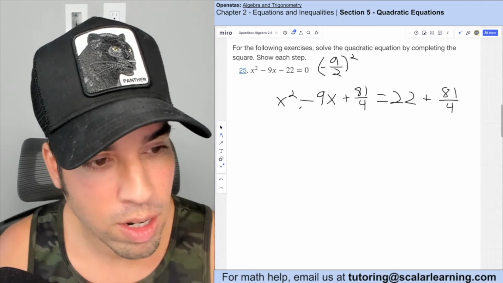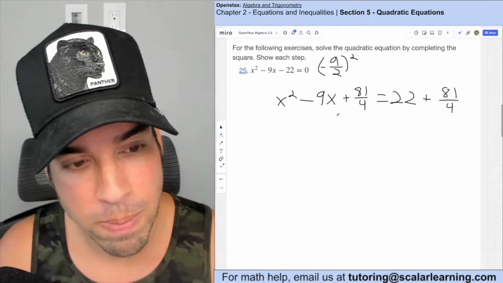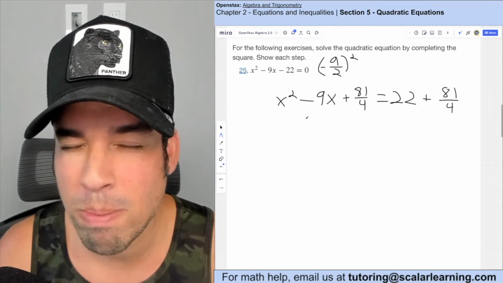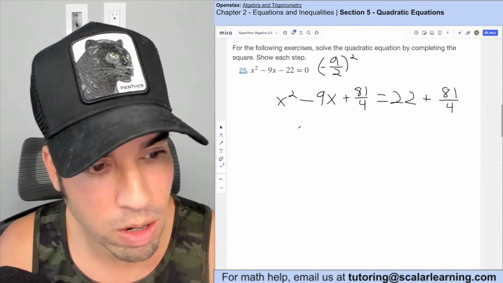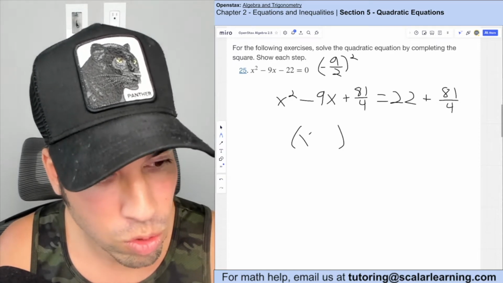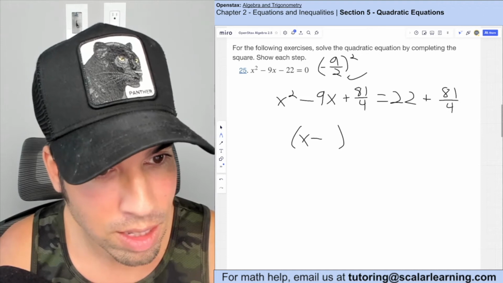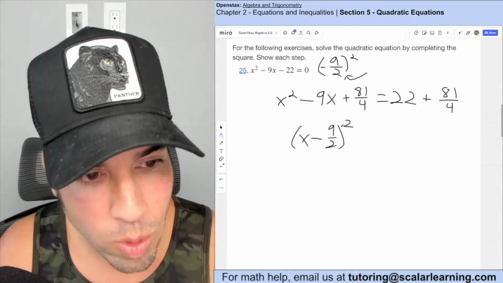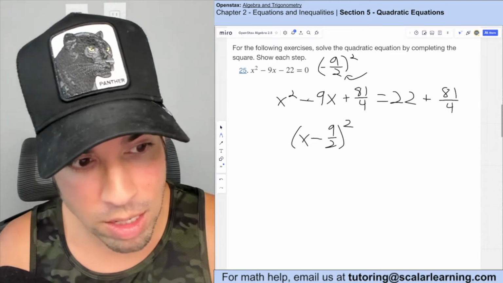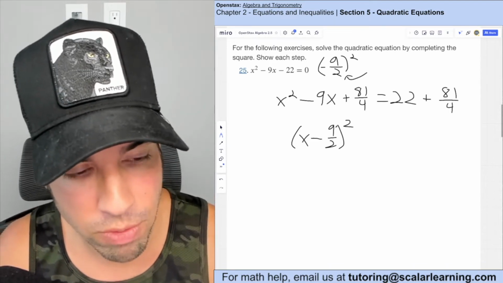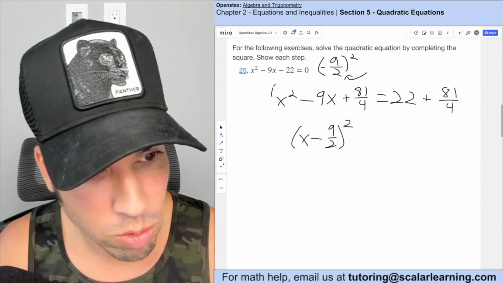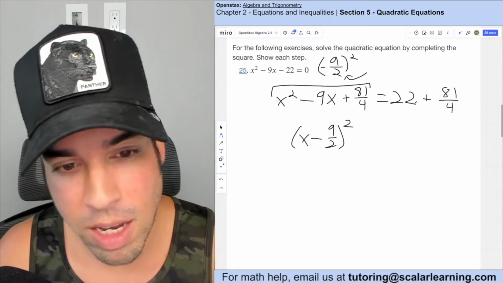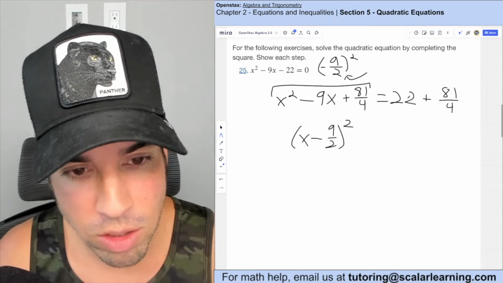Then what I'm going to do on the left side is factor it. Now, you might be like, well, this is difficult to factor, but I've actually created a perfect square. So it factors to x minus this term, -9 over 2 squared. That's what we're doing. We're creating a perfect square by adding 81 over 4. If we FOIL this out, it would equal this. And then on this side, we just got to add these two together.